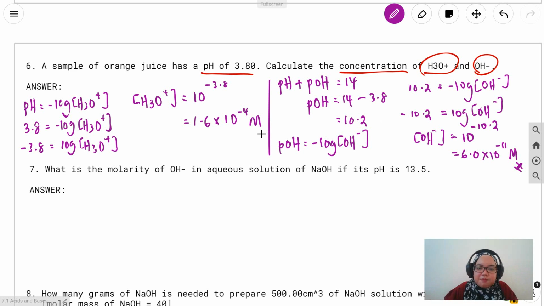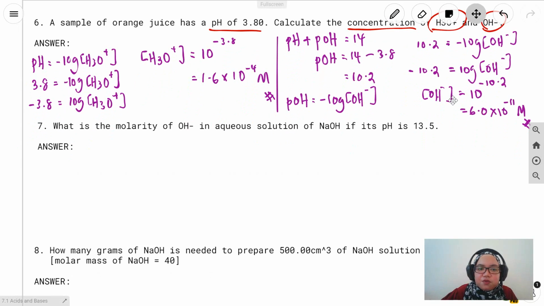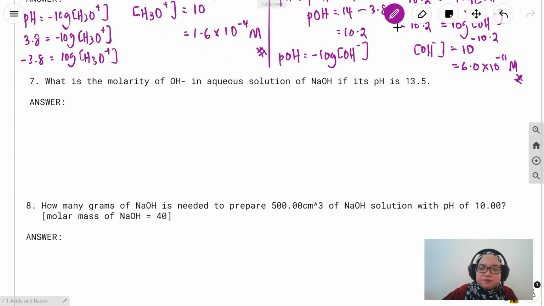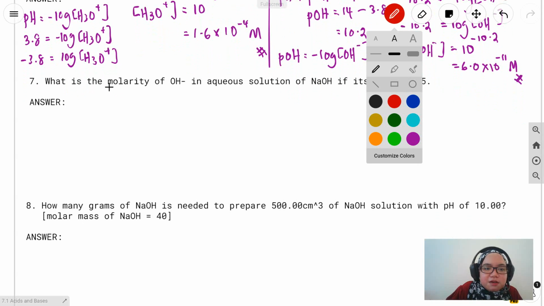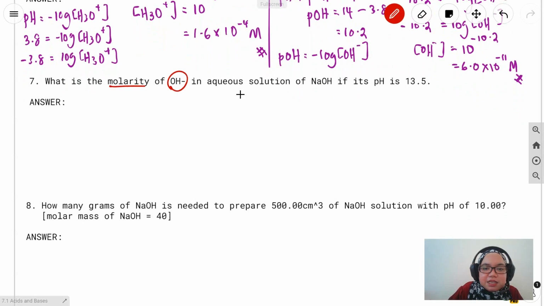Okay, so you have the concentration of H3O plus and you have the concentration of OH minus. Okay, so this is what you get. You can use any method as long as the answer is correct. Okay, there are actually many methods. Alright, so we move on to question number 7. For question number 7, it asks: what is the molarity of OH minus in an aqueous solution of NaOH if its pH is 13.5?